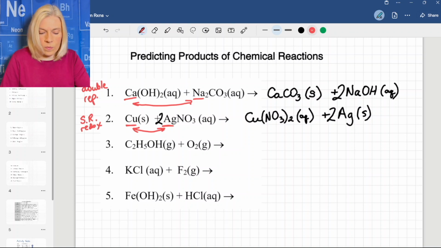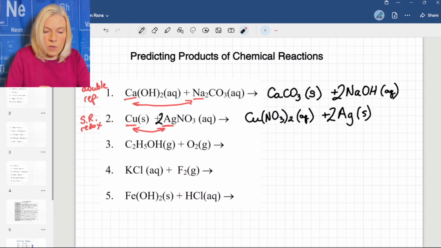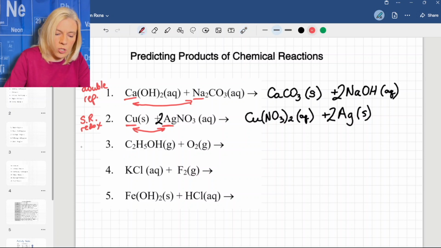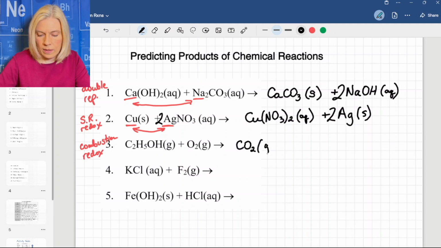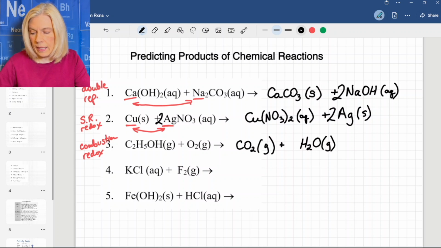Let's go to this reaction. What's going on here? We have a carbon-containing compound. This is ethanol. You'll be burning ethanol. So this is ethanol reacting with oxygen. What type of reaction? Well, a carbon-containing compound reacting with oxygen is our combustion reaction. Combustion reaction, it is redox. So let's predict our products. For combustion reactions, it's going to be what? Carbon dioxide plus water. And I'm going to put gas in here because it's very hot, it's burning.